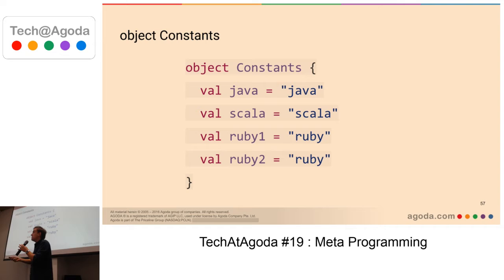And this object clearly breaks this rule. Maybe this is a stupid rule, it doesn't matter, right? It's just an example. So this string Ruby is assigned twice to two different values, right? So this is the use case.